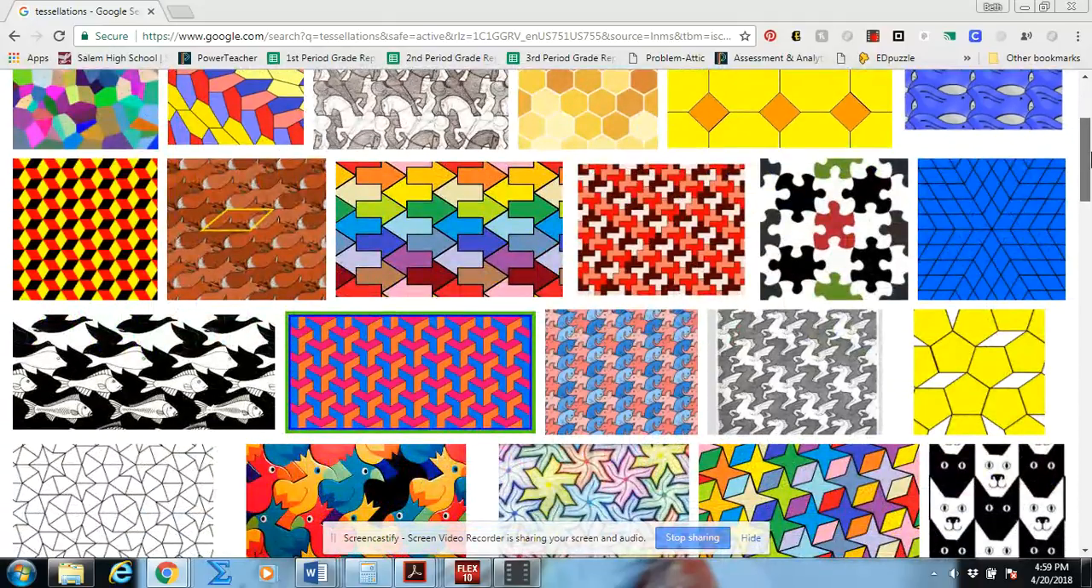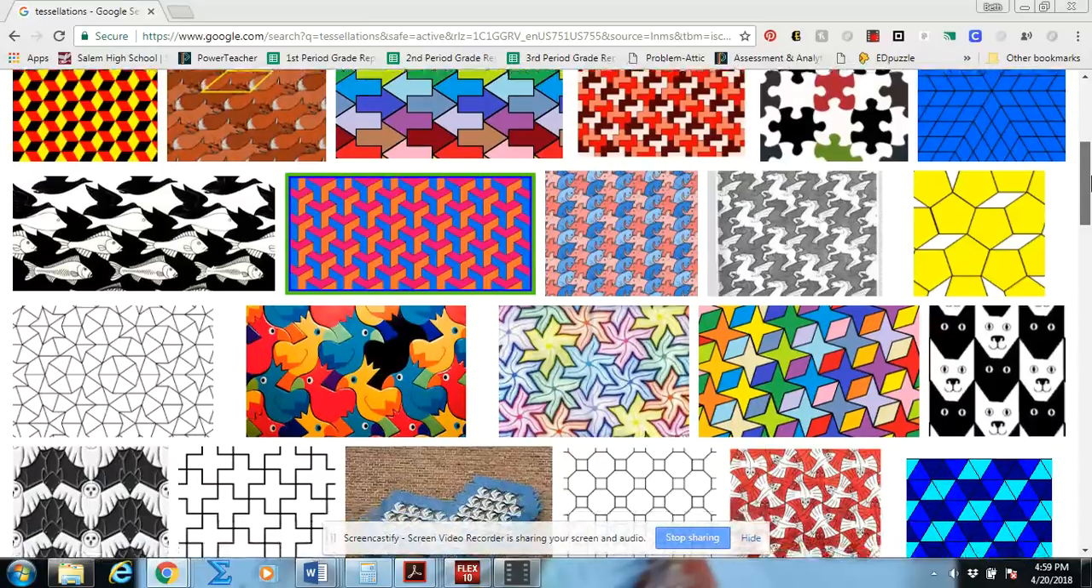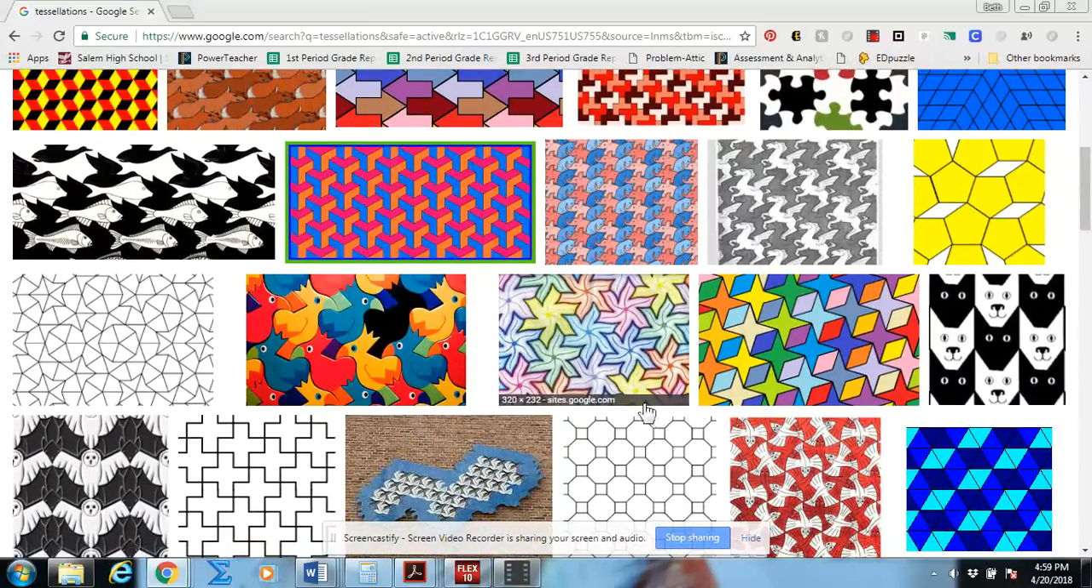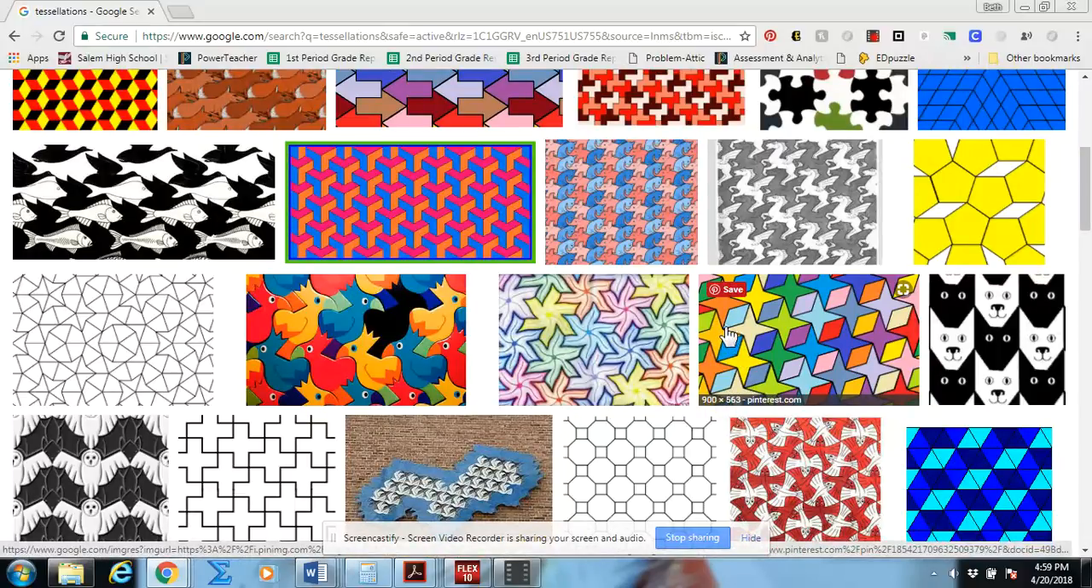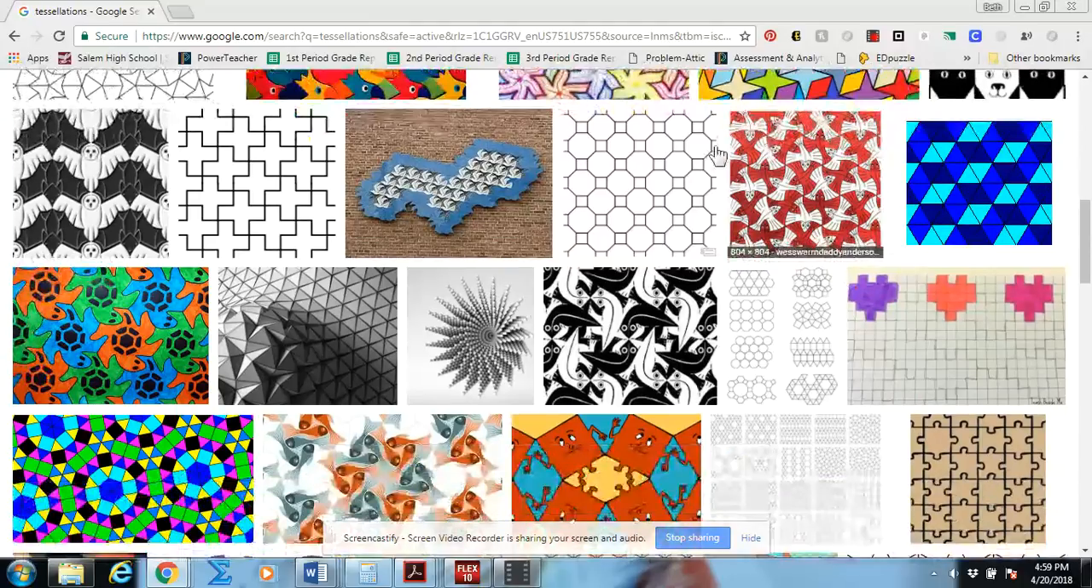M.C. Escher is one of the greatest artists of our time, and he is known for his very detailed work on tessellations. So if you're interested, just Google search tessellations and you're going to find so many awesome pictures. In this lesson, you'll actually be making a tessellation, so you may want to go ahead and get some inspiration here.